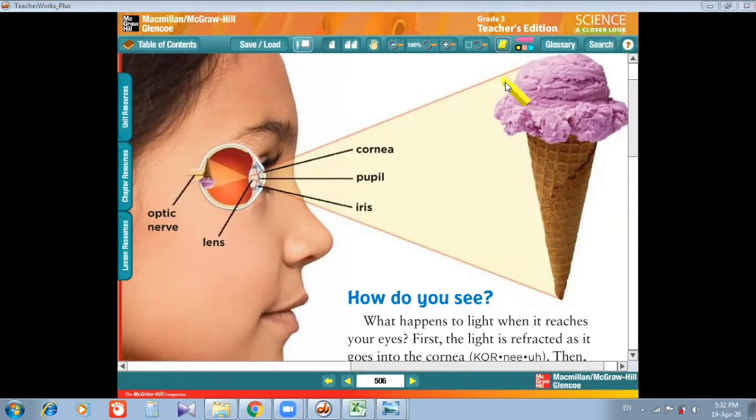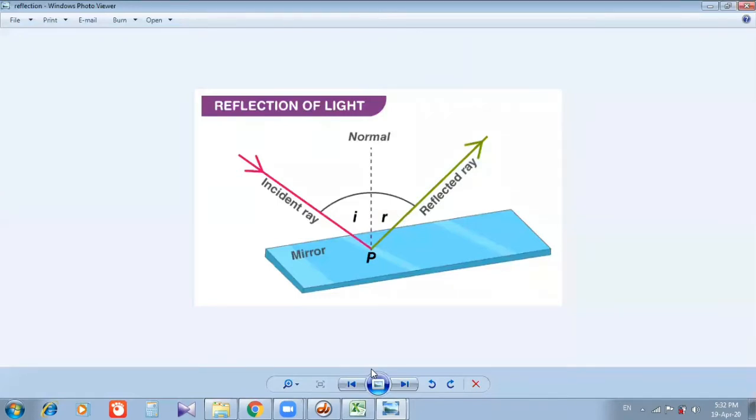But before starting this topic, I would like to tell you about reflection and refraction. We have already done this topic, but it needs to be described again.